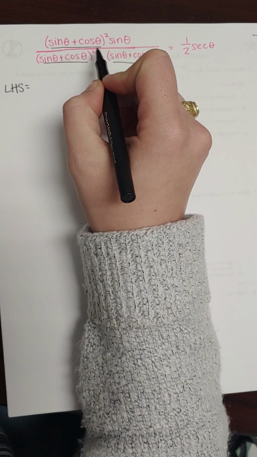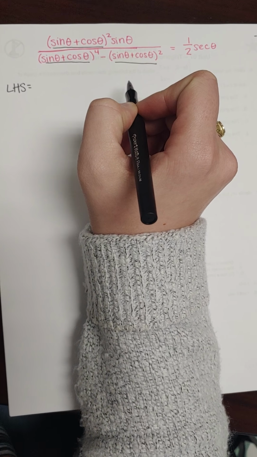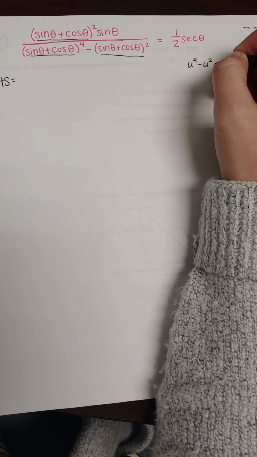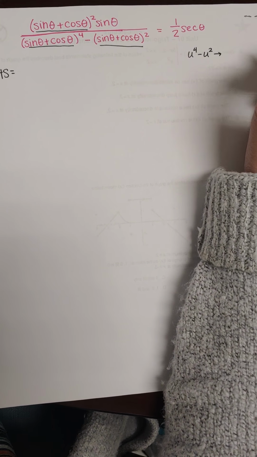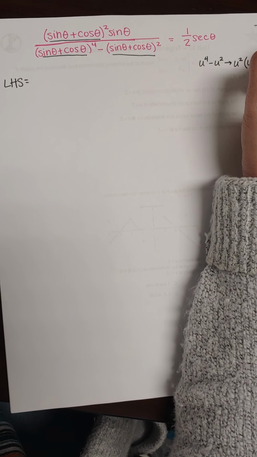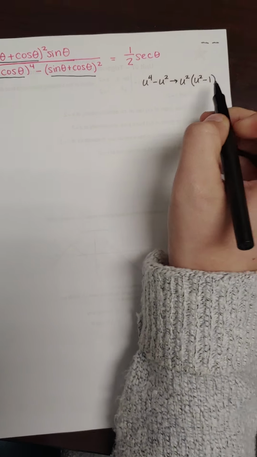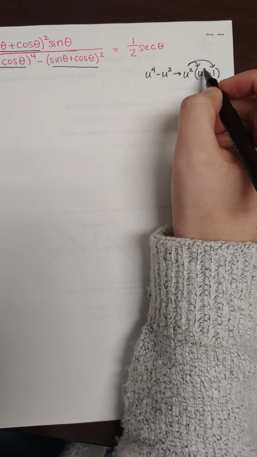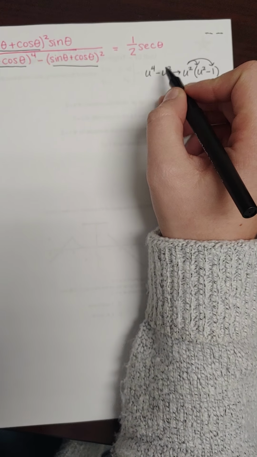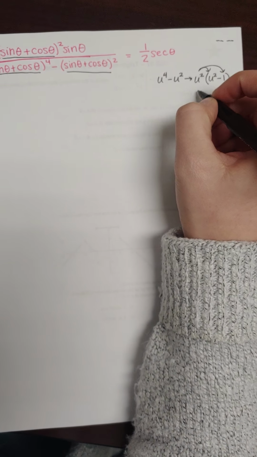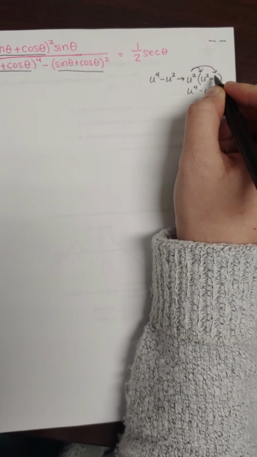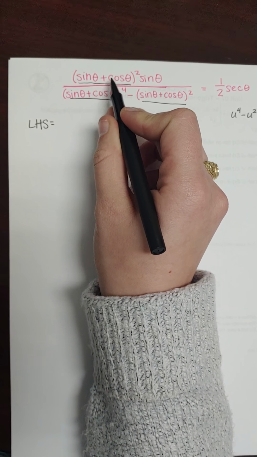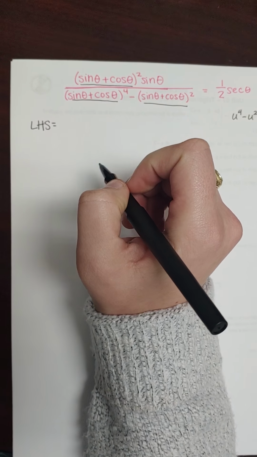I notice here I have something to the fourth minus something squared. So, for example, if I had a u to the fourth minus a u squared, I can factor out a u squared, and I would have u squared times u squared minus 1. So similar thinking, right? Remember, you want to keep the 1 there because if I were to redistribute, I'd have u to the fourth minus u squared. So I can factor, but u in this case, I'm just going to use as sine plus cosine. That's going to make my life a lot easier, and I can maybe cancel this out at the beginning.